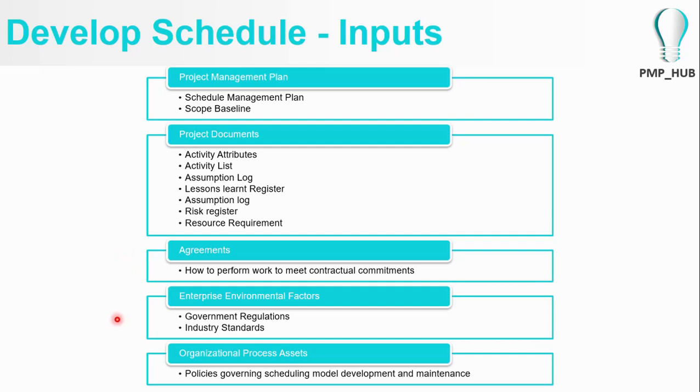As environmental factors, we need to understand the government regulations and the industry standards, because, as we discussed in previous processes, these inputs affect the activities and the activity durations. Also, any policies governing the scheduling model that we have to use, whether we are going to use the critical path method or any other scheduling model, which we'll be discussing in a short while. Any other policies used in your organization need to be taken into account.